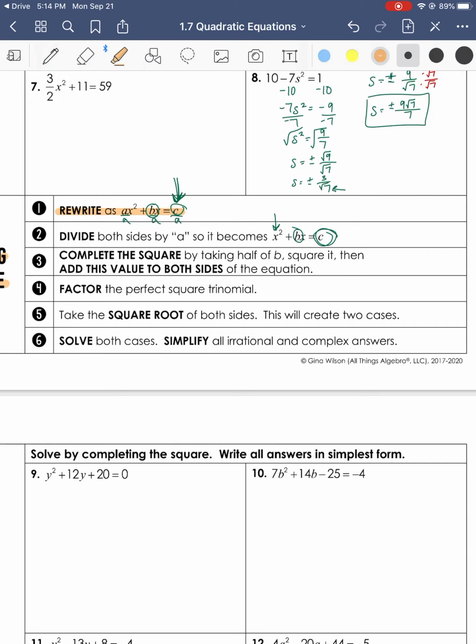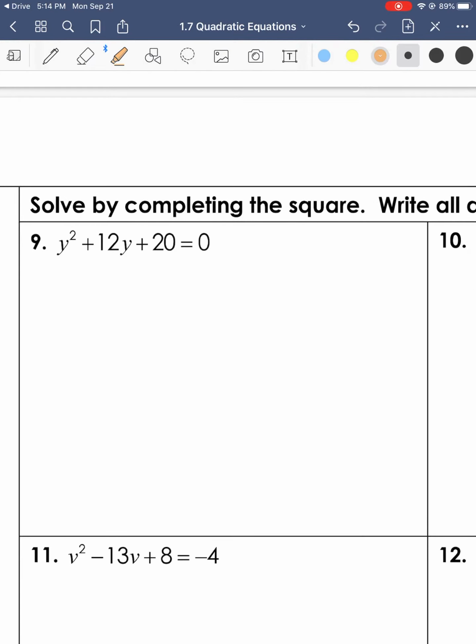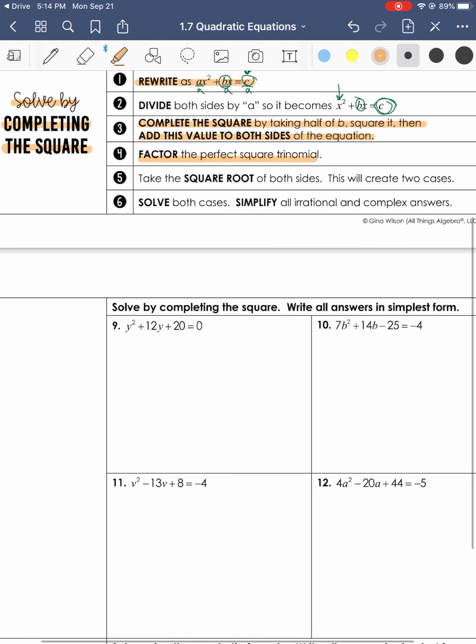Okay, so then we're going to complete the square by taking half of b, squaring it, then adding it to both sides of the equation. So you just follow that step by step. Take half of b, square it, then add it to both sides. Okay, and then you're going to factor the perfect square trinomial, take the square root, and then solve both cases. Okay, so let's look at this in a little more detail, because this is kind of a lot.